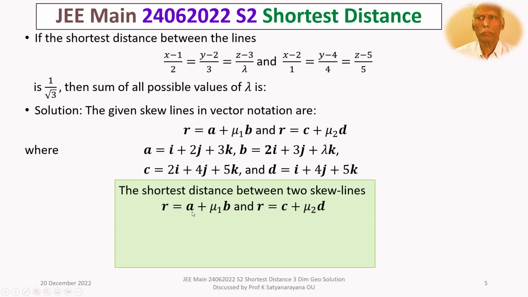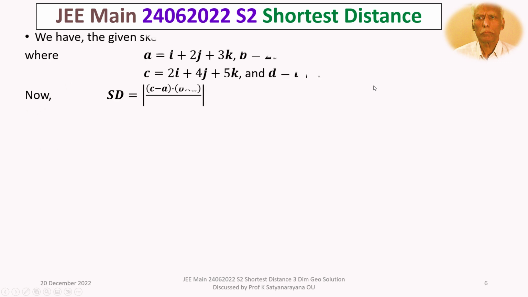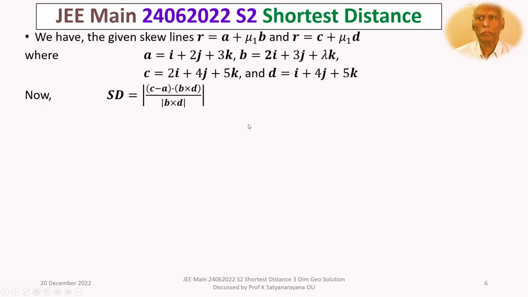Agreed. And the shortest distance between two skew lines r is equal to a plus mu1 b and r is equal to c plus mu2 d is SD, shortest distance, is equal to mod of c minus a dot b cross d by modulus of b cross d. So that is the formula that we have, and we have b, we have d.